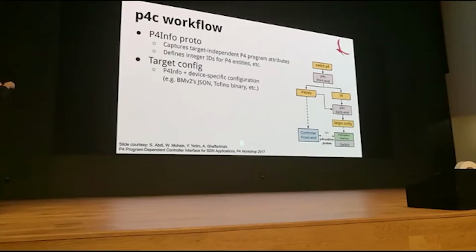Like in the case of BMv2, what you get is a JSON file, which is basically a structural representation of your pipeline in your P4 program. Or if you're running a Tofino-based switch, what you get is a Tofino binary. But the important thing is that the pipeline is defined by both the P4Info and the Tofino binary.